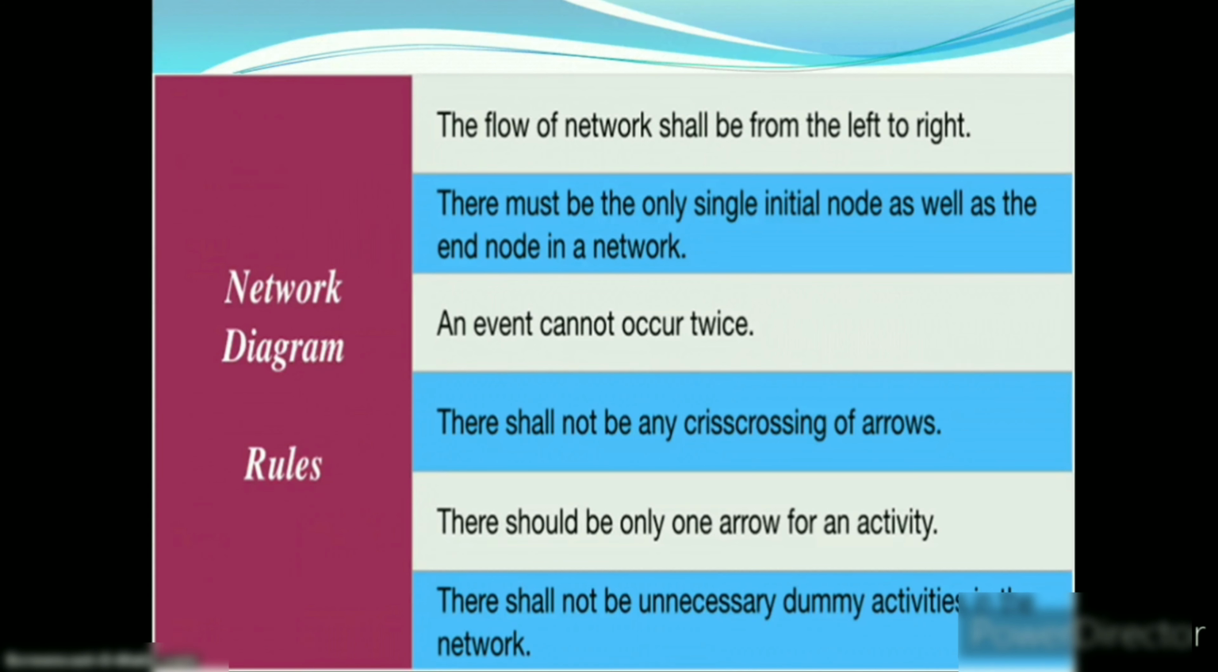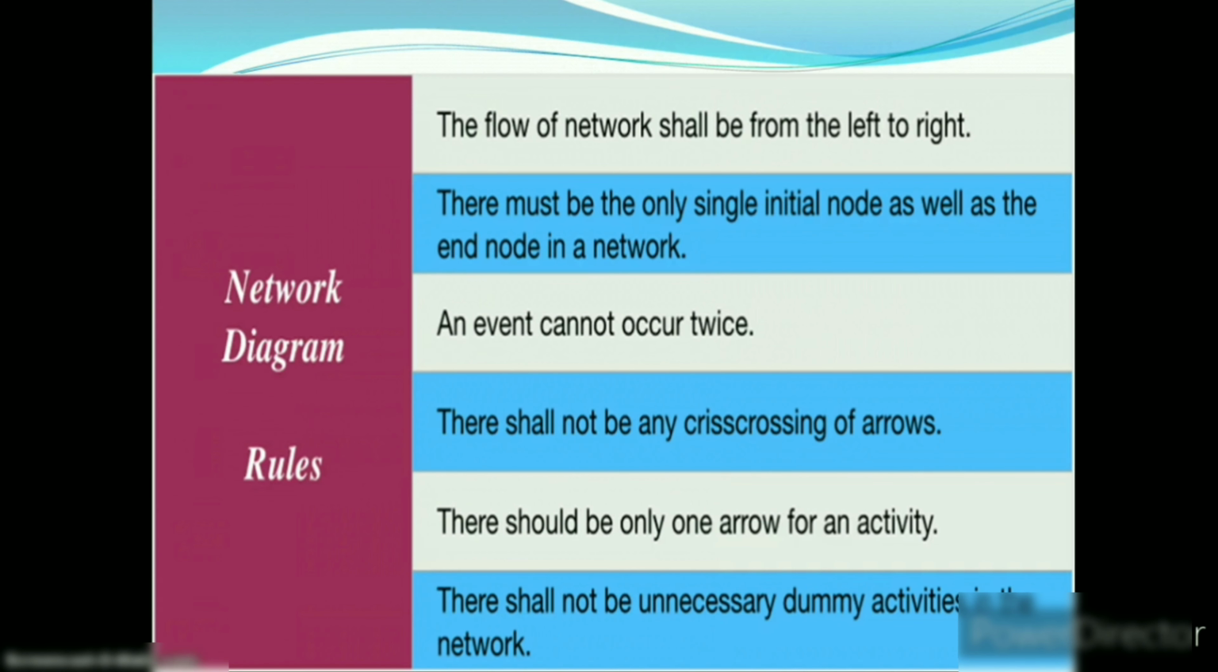First, the flow of the network shall be left to right. A network should have only one start event and one end event. There should not be any repetition of event numbers. The length of an arrow has no significance. The activities must flow in a logical sequence. Always avoid unnecessary dummy activities. Last, arrows should not be curved, they should be straight.